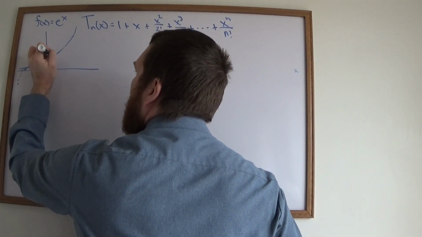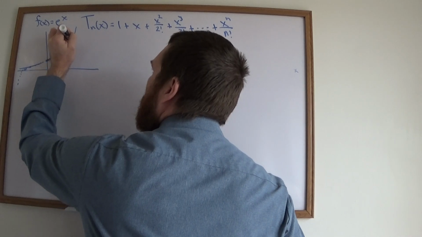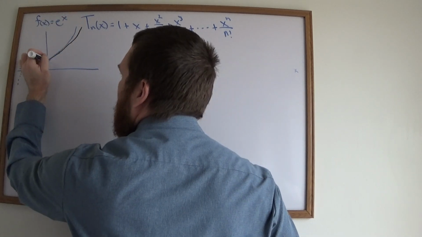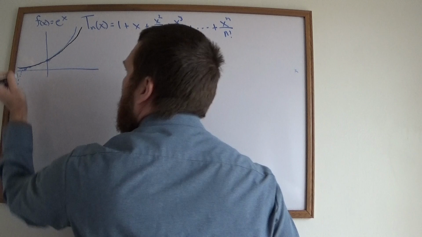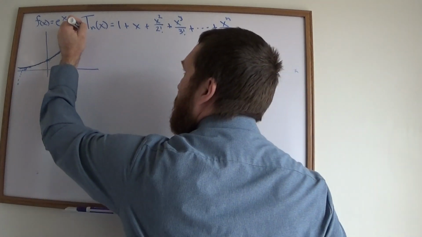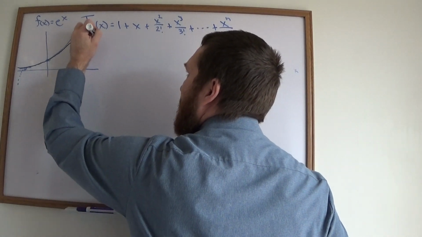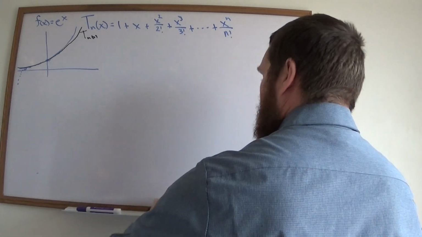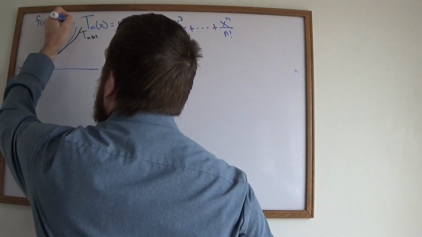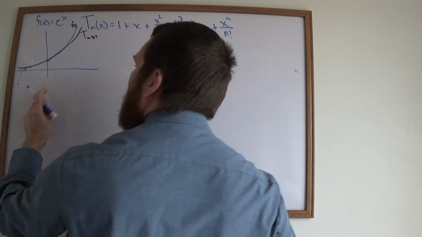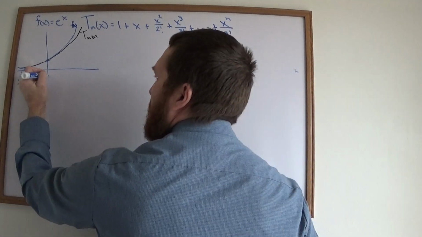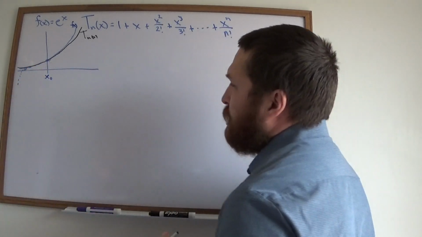So this guy's dead on, and eventually he breaks away. Okay, so here's Tn of x, and here's f of x. The x0 that we used happened to be right here, x0.